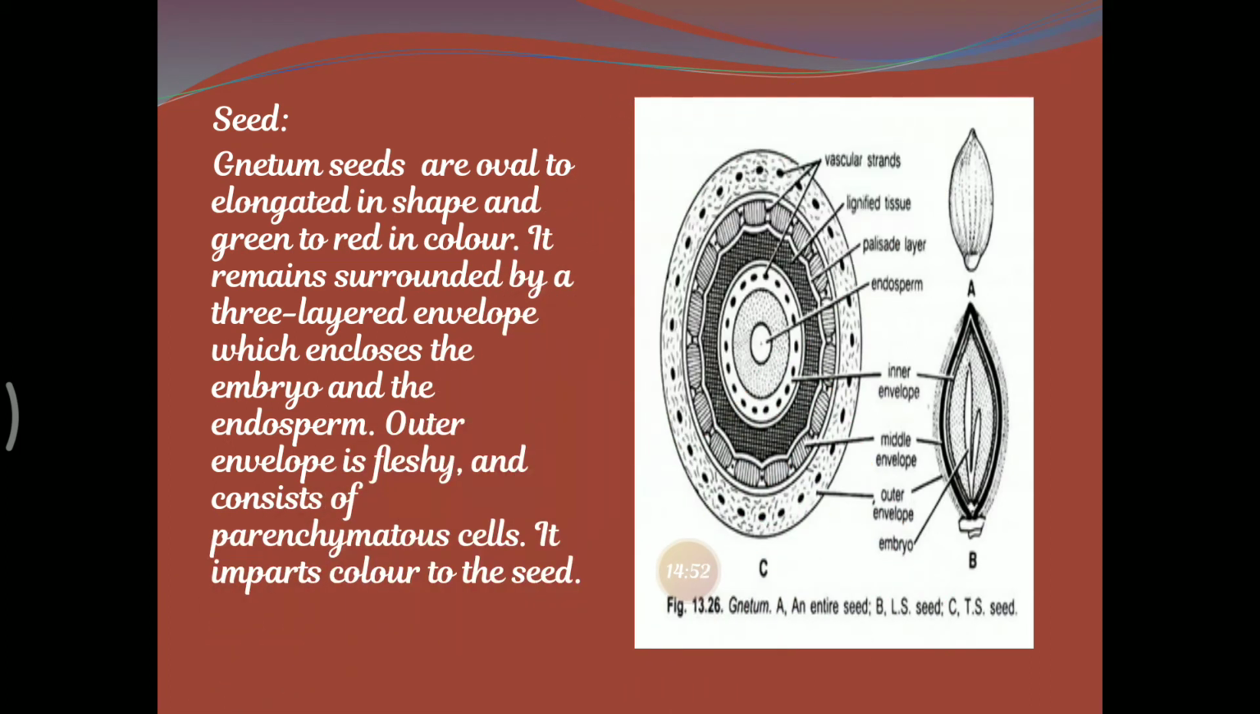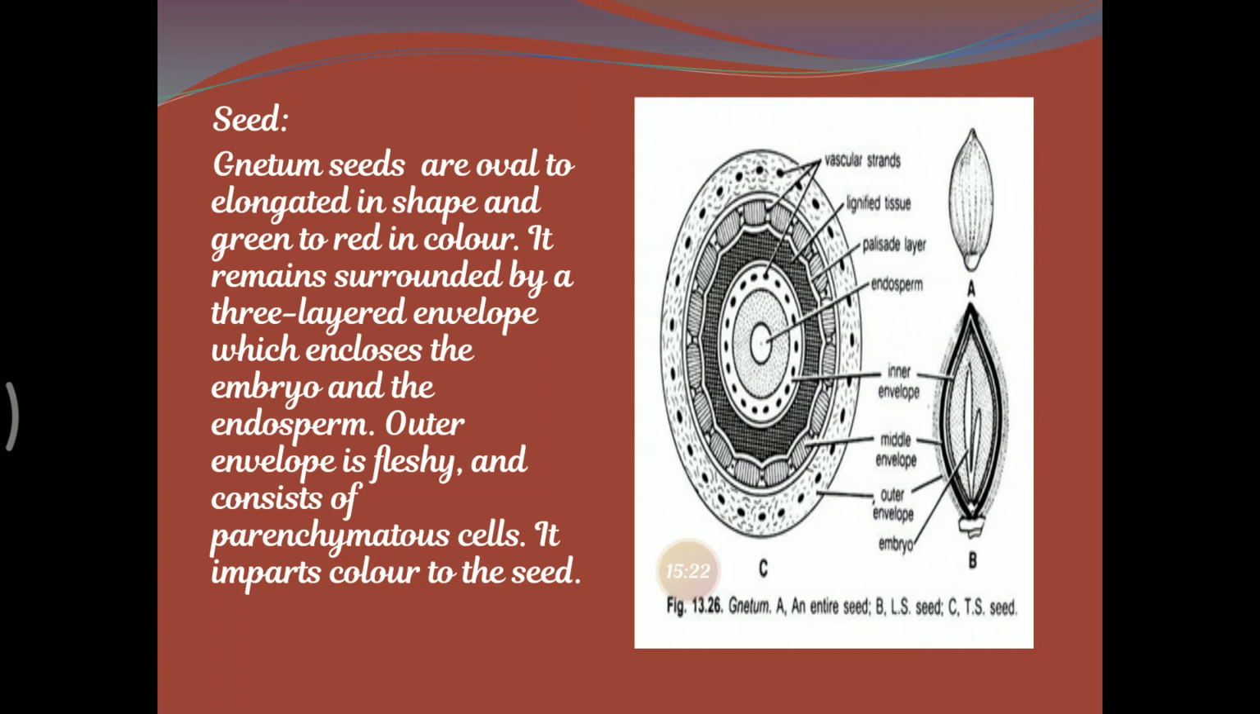So later, as the female gametophyte has been seen, after that the male gametophyte, there we can see megaspores, how the fertilization is taking place. After the fertilization, here we find the seed formation. The seed is an ovule, a slightly elongated structure. It is green to red in color. It is bounded by a three-layered envelope.